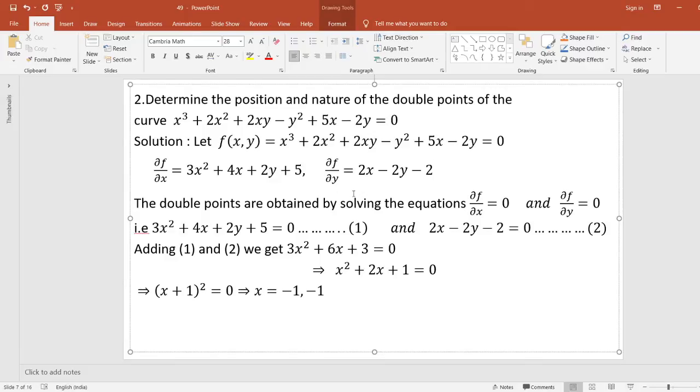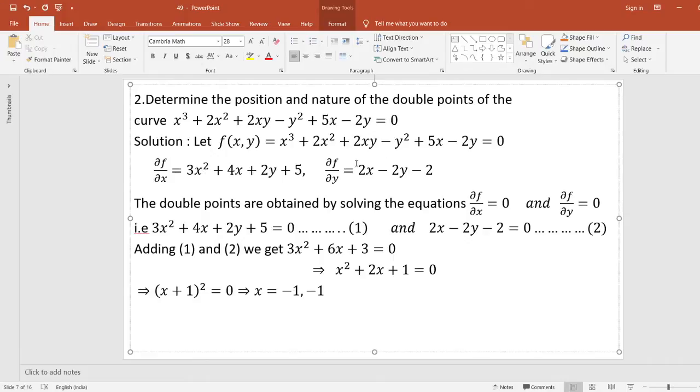Next, del f by del y is equal to what we have with respect to y. The first terms are constants, 0, 0, and 2xy with respect to y differentiates to 2x. So 2x minus 2y minus 2.